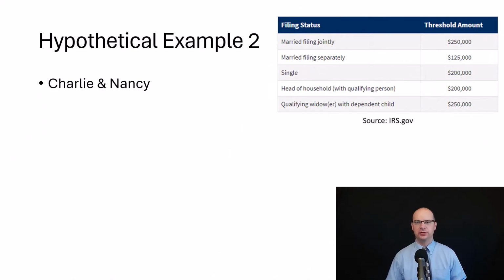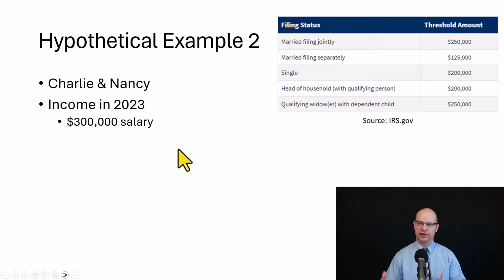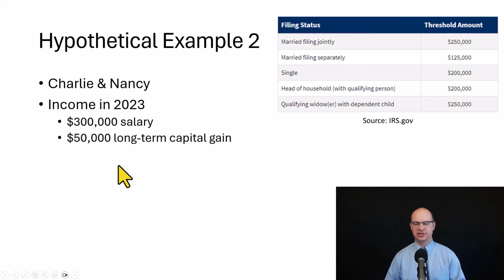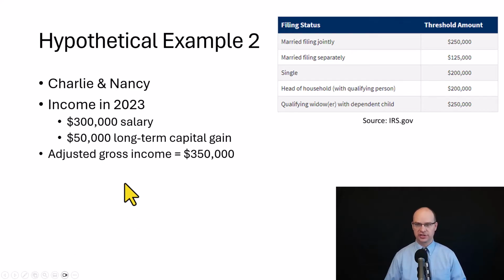Now, example 2, let's assume Charlie and Nancy are still working. So their income composition is a little bit different. This year for 2023, or in this hypothetical example, their combined salary or W-2 wages are $300,000, and they also did end up selling some stock throughout the year, which generated a $50,000 long-term capital gain. Therefore, their adjusted gross income, or for the purposes of calculating NIIT, their modified adjusted gross income, is $350,000, which of course means they're $100,000 over this threshold.